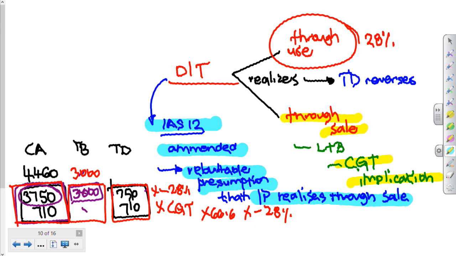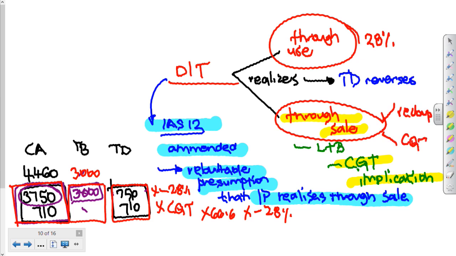What that means is that there will be different tax implications, because if I'm assuming that deferred tax realizes through sale, then what happens from a tax perspective is that there is a recoupment and there is CGT. The recoupment would be up to cost and the CGT would be above cost. So for deferred tax, if I sell property, there's a CGT implication. And so when I do deferred tax for investment properties, my calculation needs to look like this.